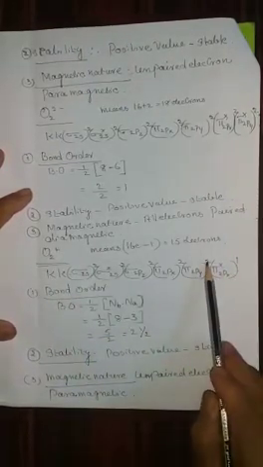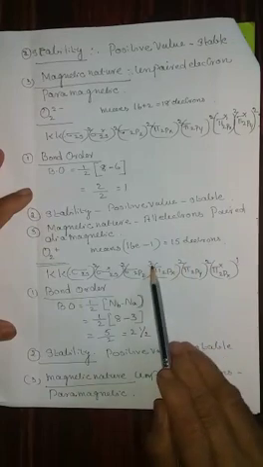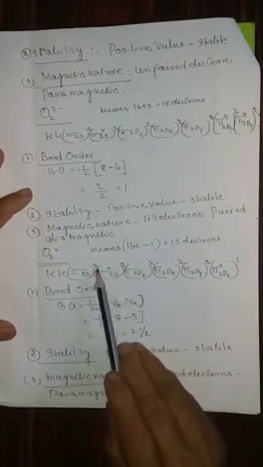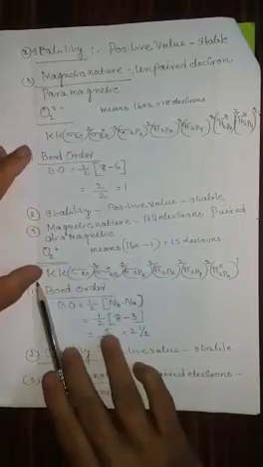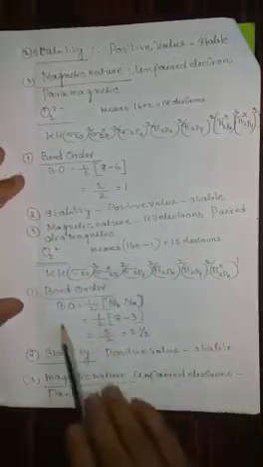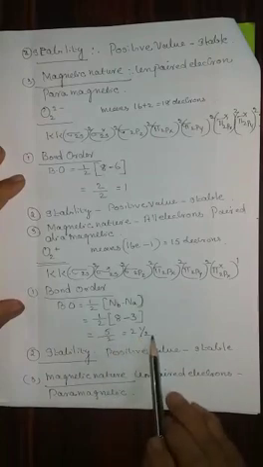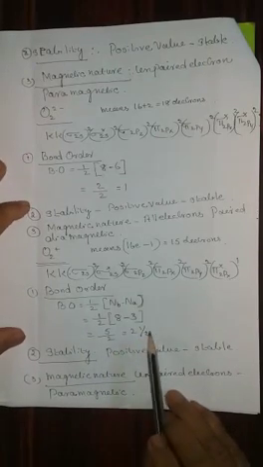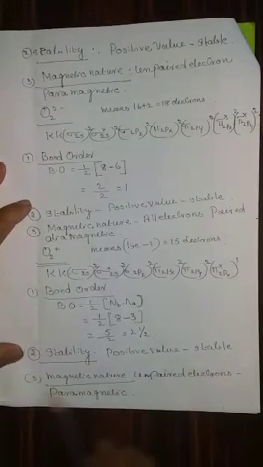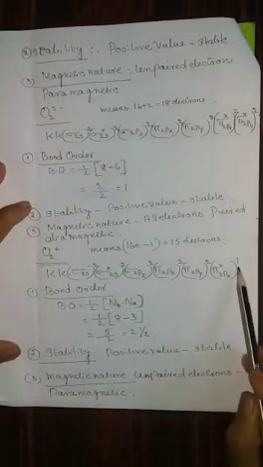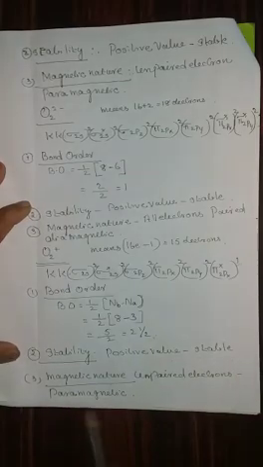Because we got only 15, you just count the superscripts: 1, 2, 3, plus 2, 5, 7, 9, 11, and plus 4 here in the KK shell. That is 15. Bond order is equal to 2.5. It is showing a positive value, therefore it is stable. Magnetic nature: an unpaired electron is shown here, therefore it is paramagnetic in nature.